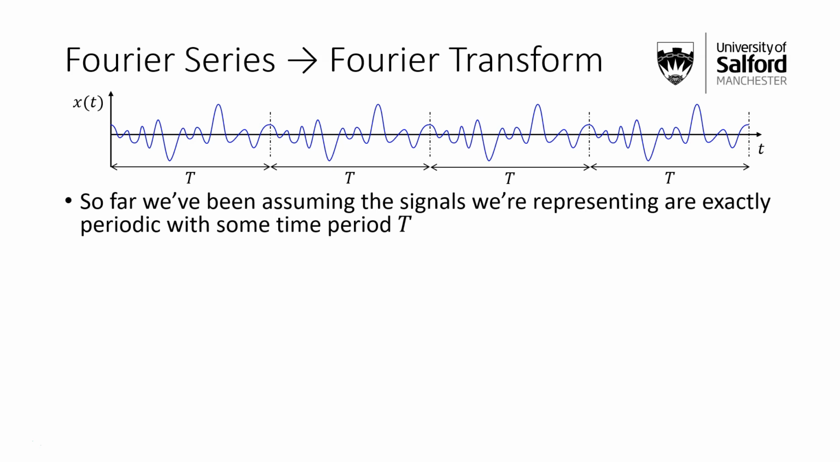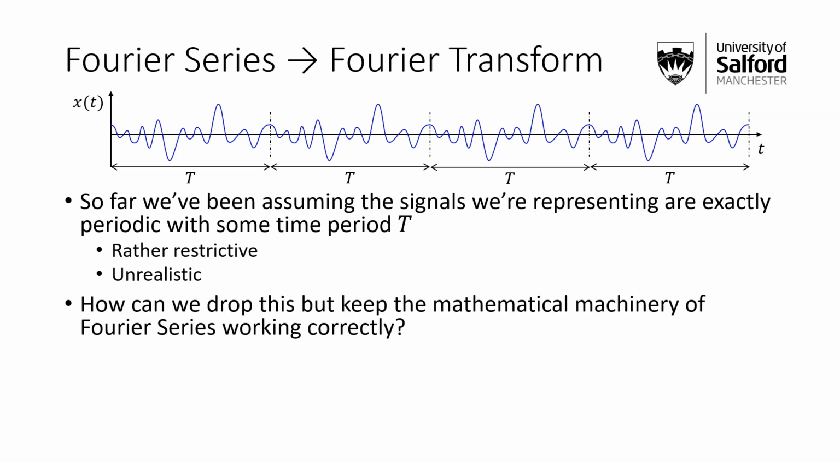So far, we've been assuming that the signals we're representing are exactly periodic with some time period, big T. So if you looked at the signal versus time, you just keep on seeing lots and lots of copies of the same thing happening over and over again. That's the type of signal we're looking at. But that is really rather restrictive. That's not how signals behave in the real world when you measure them. It's unrealistic too. So how can we drop this assumption but keep all the mathematical machinery of Fourier series, which is shown to be so useful, working correctly?